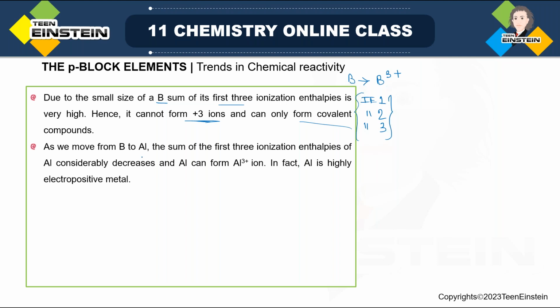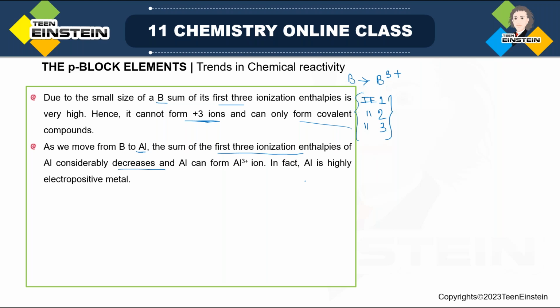For the next element, aluminium, the sum of the first three ionization enthalpies considerably decreases. Now these values you can get from the table. Remember, two slides before we have seen a table where all three ionization enthalpies you can get. You can also check it yourself.